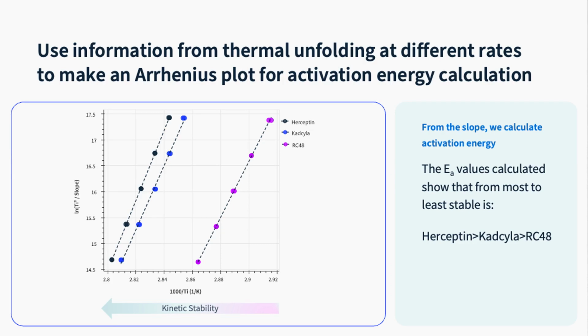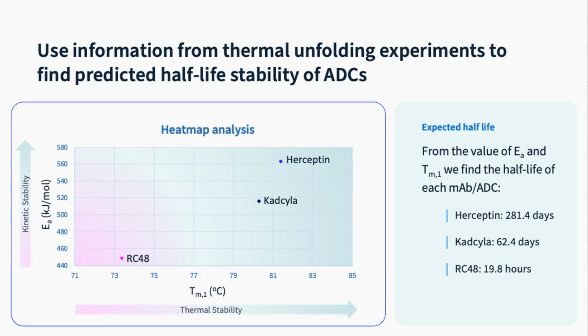So from these results, we can conclude that the conjugation via lysines is actually better tolerated than conjugation via cysteines. Now we've taken the TMs and the activation energy of the 3 biologics we've been looking at and plotted them on a heat map to look at how these different parameters contribute to overall stability. So the x-axis is TM1 of the ADCs, and the y-axis is the energy of activation for irreversible unfolding that we just calculated previously from the Arrhenius plot.